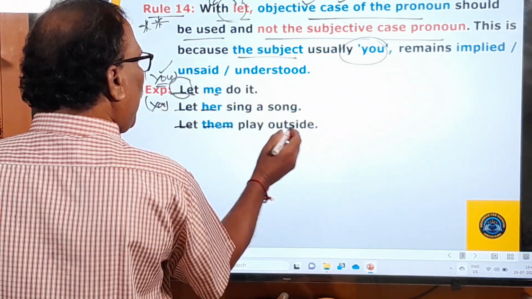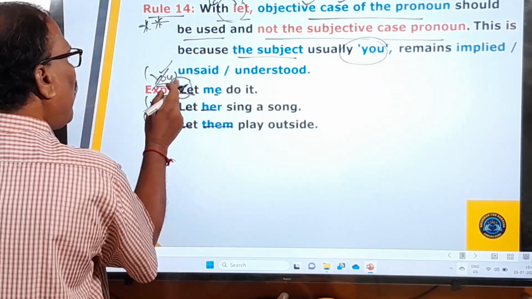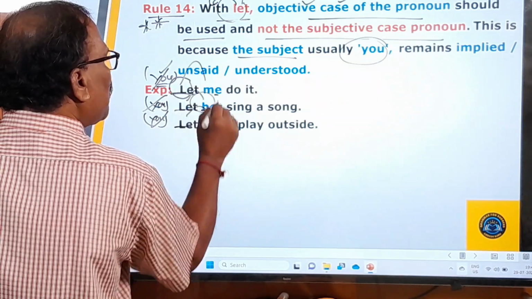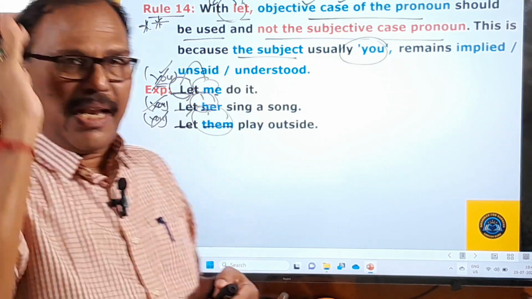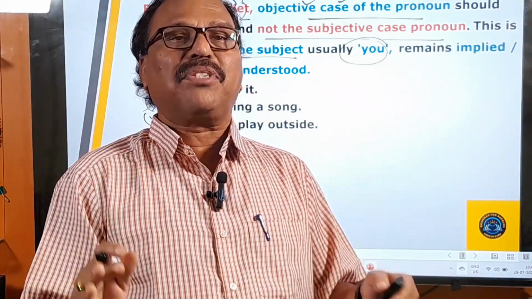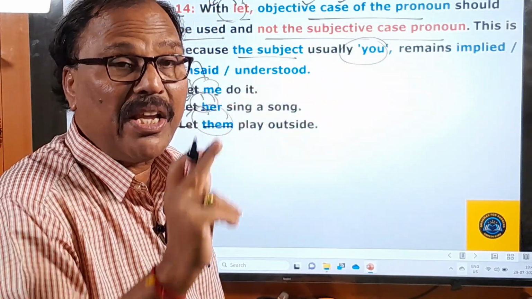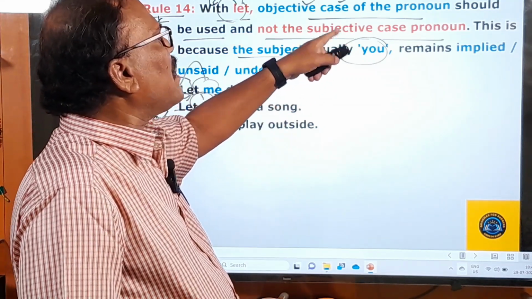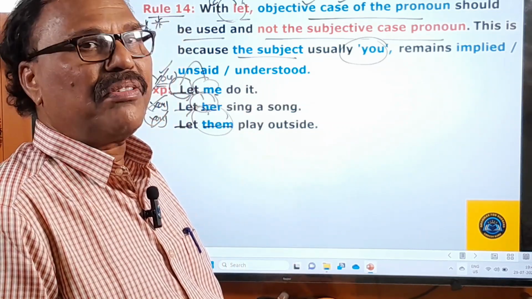Let them play outside. In this, you is omitted. So that is the reason why. Therefore, the subject is already omitted here, and therefore after this there must be the objective case pronoun. After let, there must be used an objective case pronoun and not the subjective case pronoun. From this you can understand what happens in your competitive examination. A subjective case pronoun is given, and you have to rewrite it using the objective case pronoun.